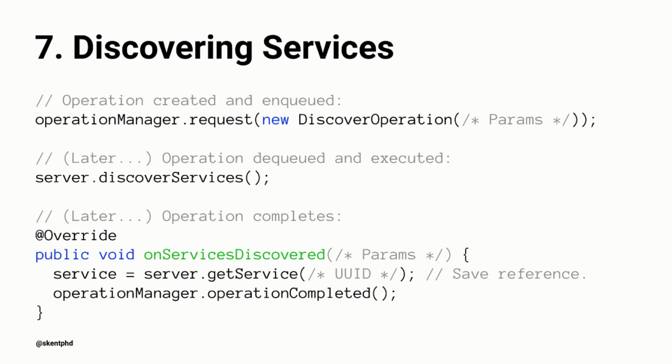It's only once that operation gets to the front of the queue and it's given back to me that I would say, okay, now I actually perform service discovery. So the queue is weird in that it lives outside of any BLE stuff, but it's what we use to make sure we're only doing one thing at a time. But yeah, on this slide, server.discoverServices is only called that one time.